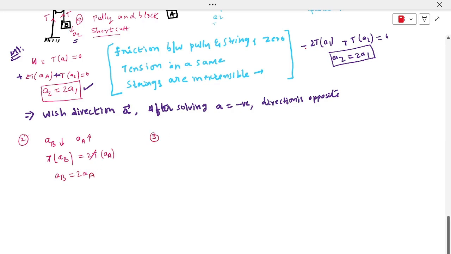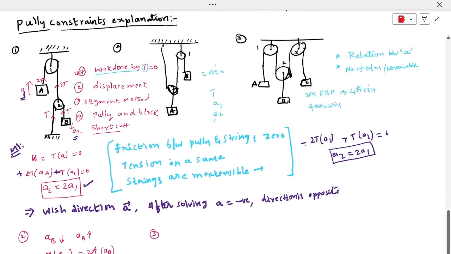Third one. In the third diagram, consider that B is moving downwards. This is the acceleration of B. So B is moving downwards, and I will take AC, that is A3, upwards. In the same way, A1 is also upward. And consider here this is T1.